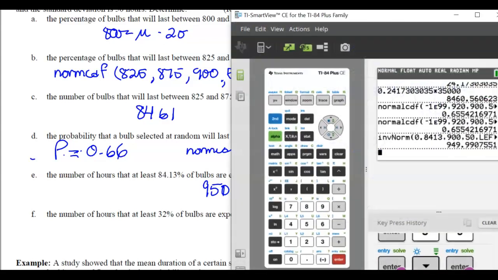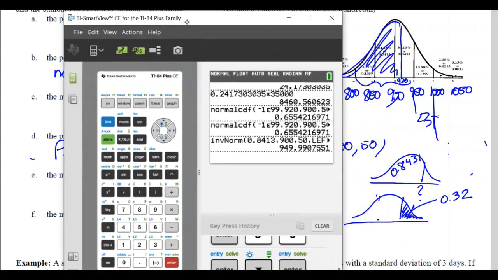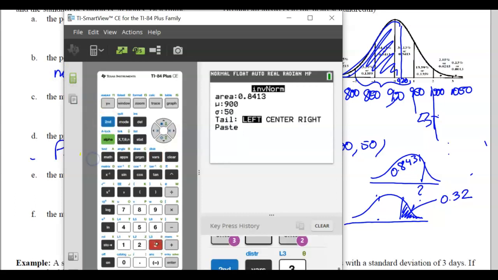So, in this case, if you don't have a newer version of the calculator, then this area here would be what, 68%. If you have the newer version, then second, distribution, inverse norm, 0.32, and then we're going to choose the right.